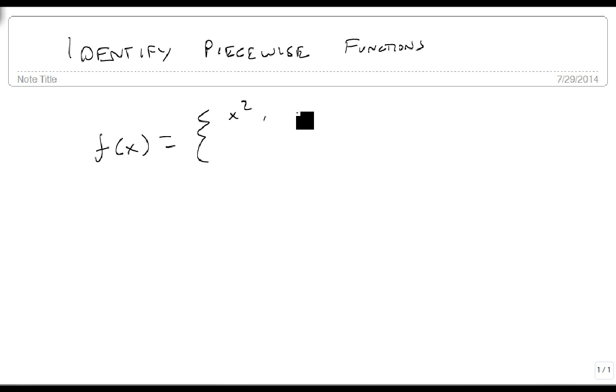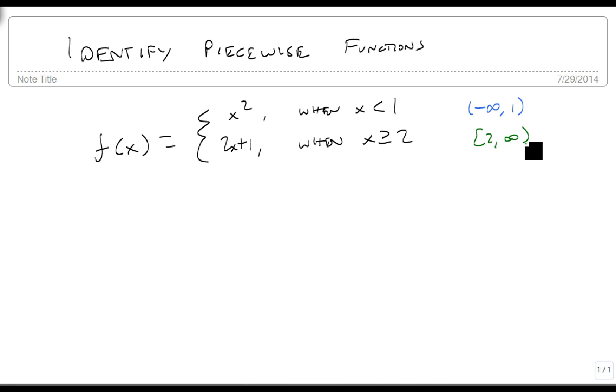x squared when x is less than 1, and 2x plus 1 when x is greater than or equal to 2. This now tells us what our different regions are and what the graph looks like in those regions. Specifically, notice that this one goes from minus infinity to 1 with a parenthesis, and this one goes from 2 to infinity. This is important because you need to notice two things.